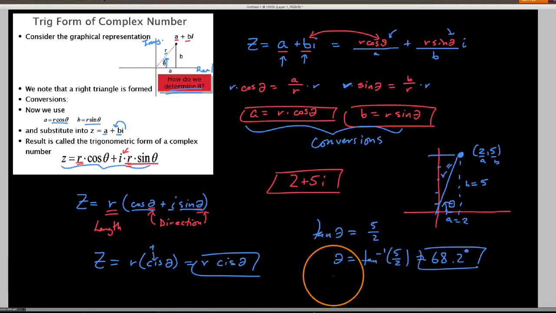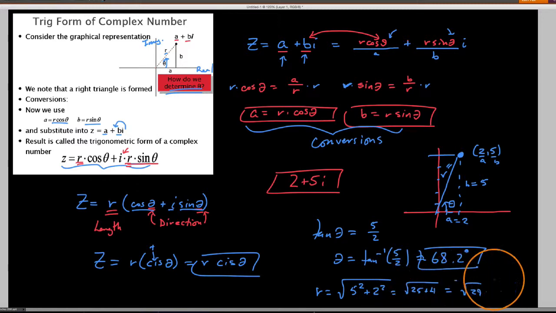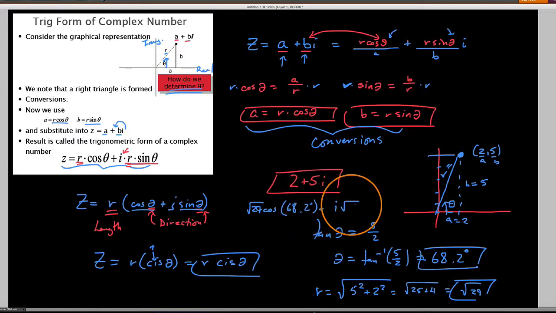And we say, what is our r value here? We could just use Pythagoras to solve for r. So it's the square root of 5 squared plus 2 squared, which is the square root of 25 plus 4, so root 29. So if we want to write the trig form of this number, then we would say that it's equal to root 29 cosine of 68.2 degrees plus i times root 29 sine of 68.2 degrees.